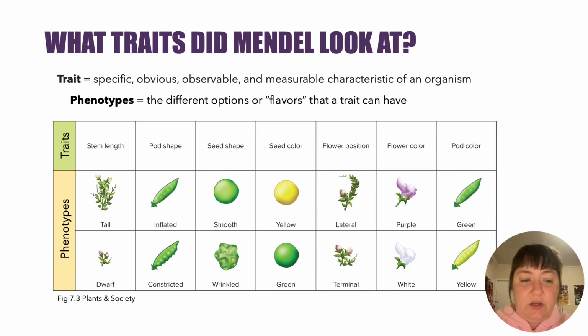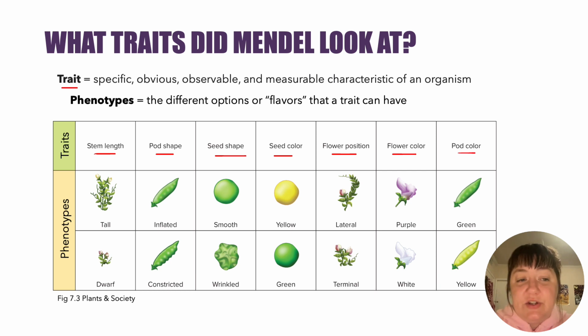So a few definitions here. A trait is basically any specific, obvious, observable, and measurable characteristic of an organism. And so the 7 traits that he looked at in his study were stem length, pod shape, seed color, flower position, flower color, and pod color. So those are the different traits.